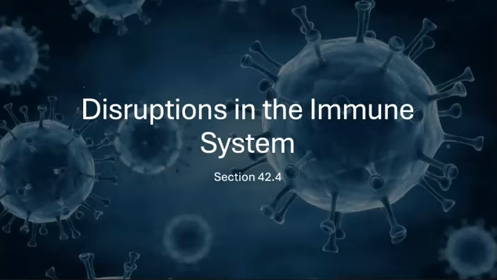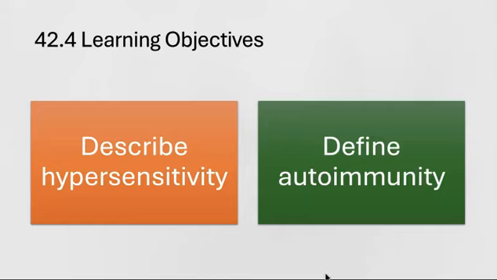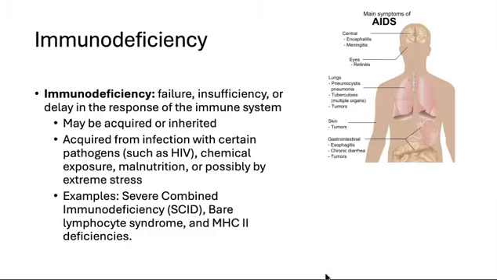Hello and welcome to our last video in our chapter 42 lecture. In this section, we will talk about disruptions in the immune system. And our learning objectives are to describe hypersensitivity and define autoimmunity. But first, we're going to start with immunodeficiency.